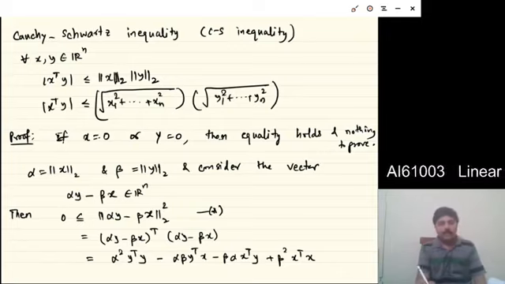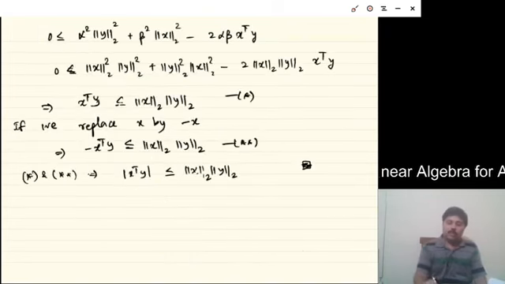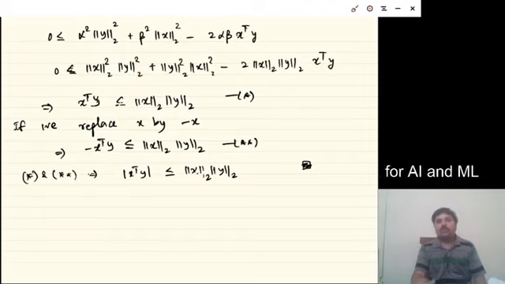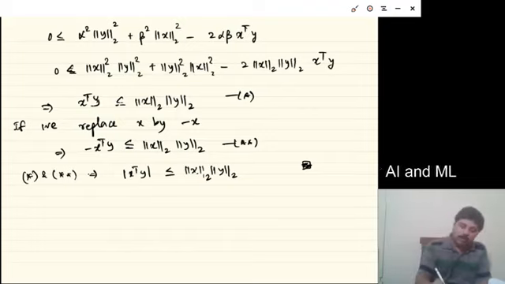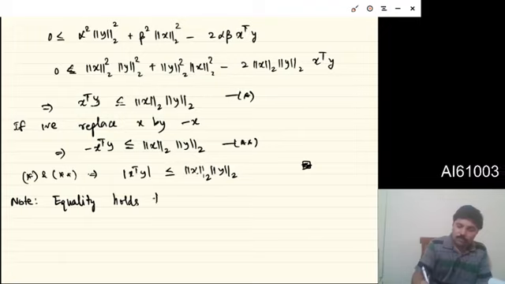If alpha y is equal to beta x, then you will get a 0 vector inside this norm, and then there will be an equality here, and the equality will hold true. The x transpose y here, everywhere you will see there will be an equality. So the equality will hold true not only in the case when either x is equal to 0 or y equal to 0, but also in the case, so note, the equality holds true.